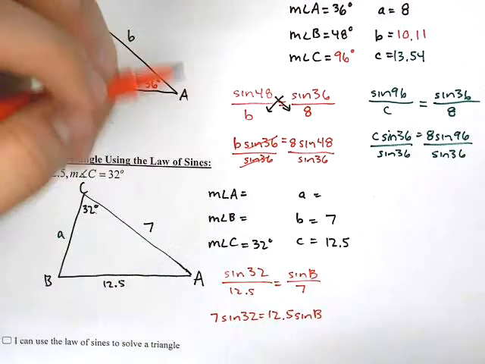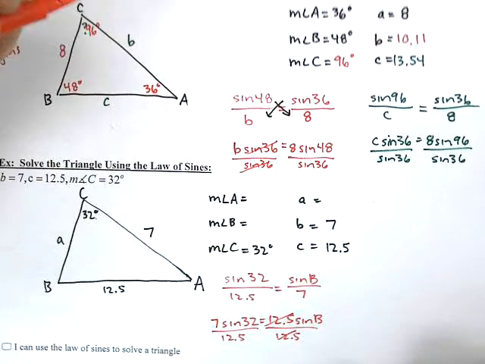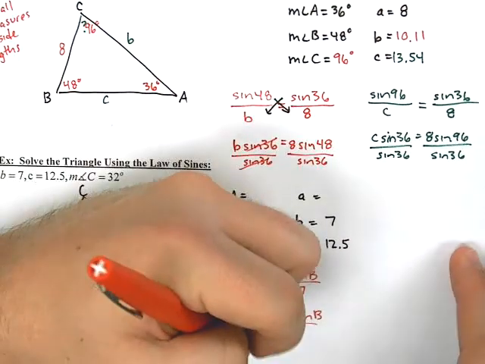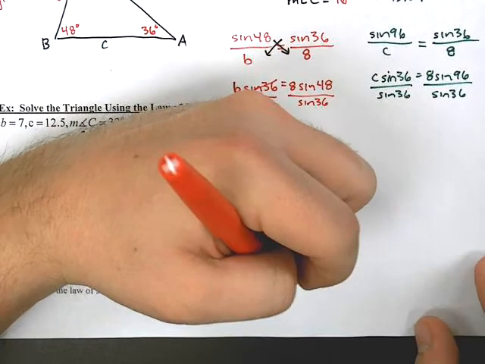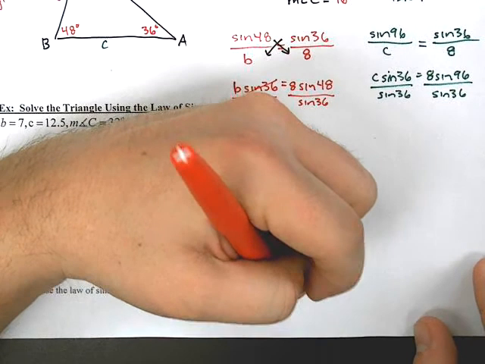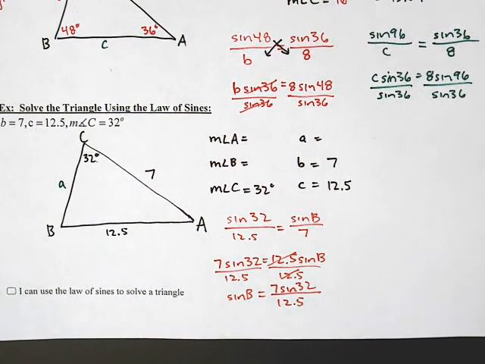I have to divide both sides by 12.5, right? So now I have that sine B equals 7 sine 32 all over 12.5. Now you guys need to remember here, I don't have just B equals 7 sine 32 over 12.5, it's sine B. So you need to remember here that we have to undo the sine. And how do we undo a sine? We use the inverse sine. All right, you use the inverse sine.